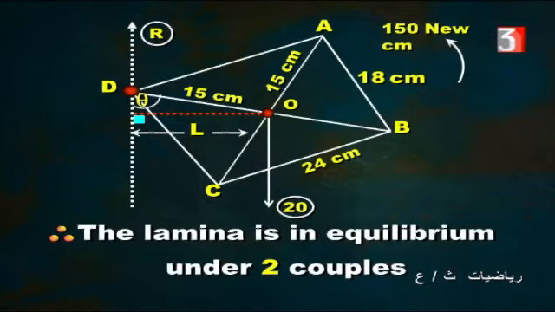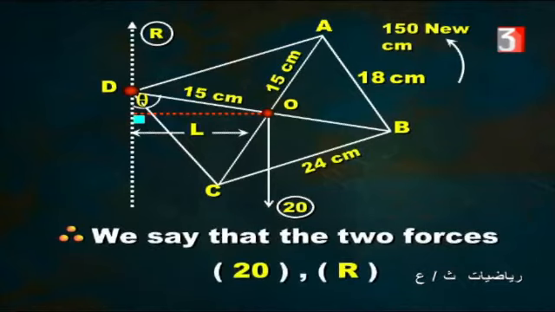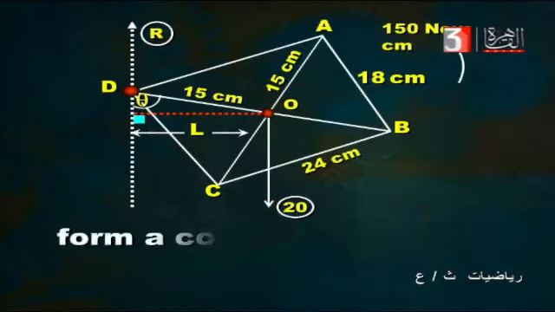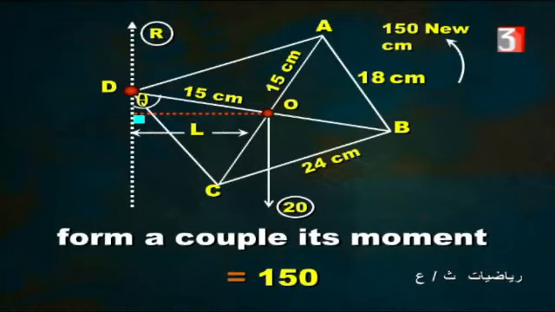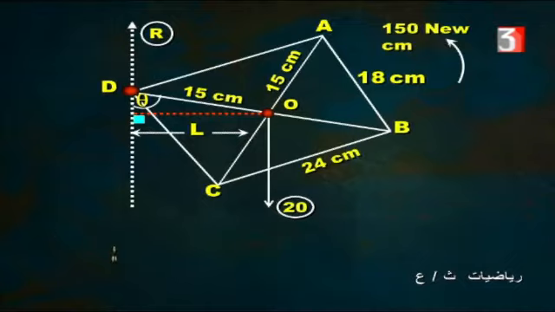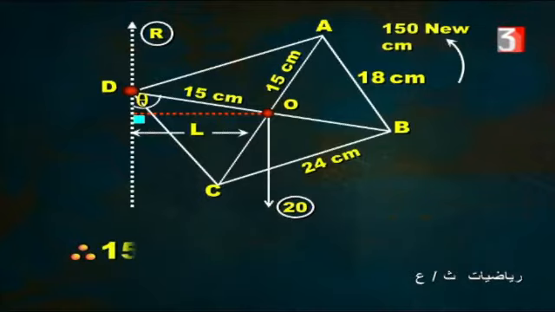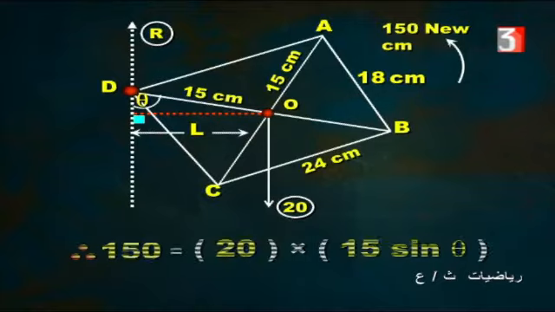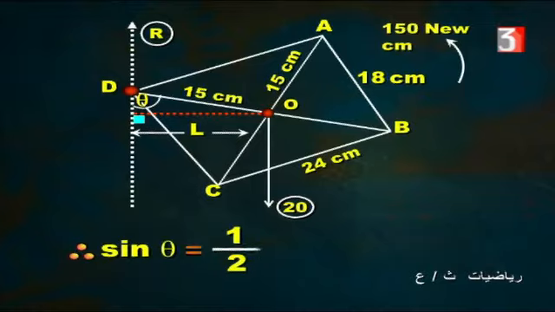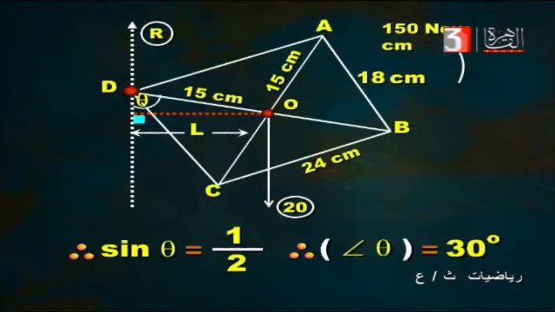Look at, my dear student, the lamina is in equilibrium under two couples. We say that the two forces 20 and R form a couple. Its moment equals 150 Newton centimeter. Then we deduce that the moment of the couple 150 equals 20 times OE, where OE is the distance between the two forces. Then L or OE equals OE, sine theta times BD. We deduce that sine theta equals 1 over 2, then theta equals 30 degrees.